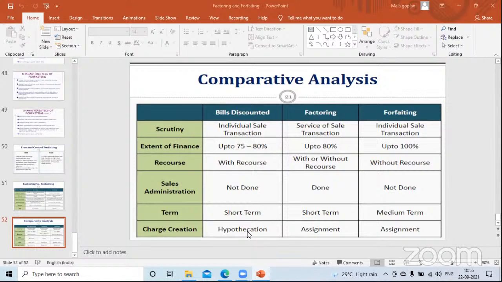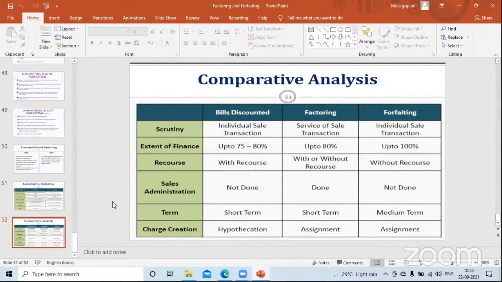So hypothecation. Here charge is assignment. Here charge is also assignment. Assignment means you are assigning all the bills, all the rights to the factor. Here also all the rights to the forfeiter. They will decide the credit period. They will control the credit transactions. They will decide which is good debtor and bad debtor. So this is known as assignment. All the rights are assigned to the factor and the forfeiter.